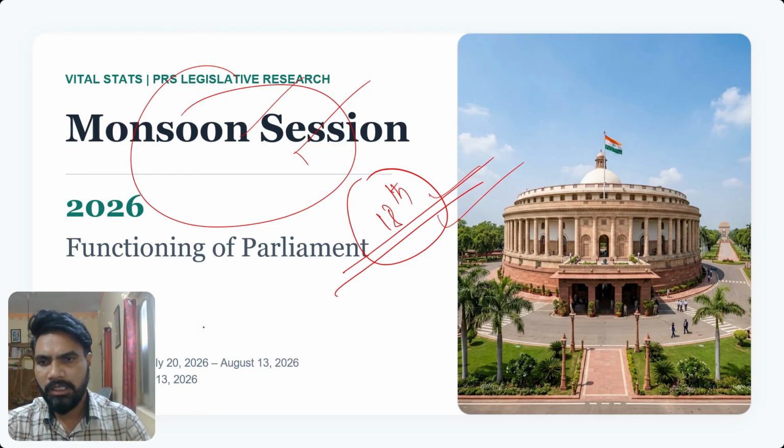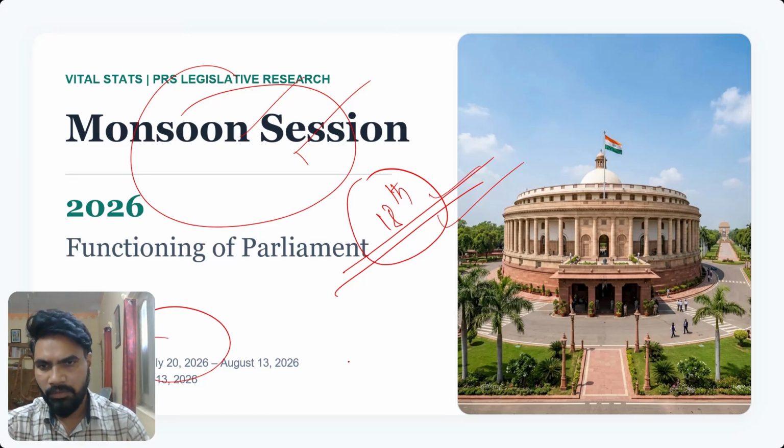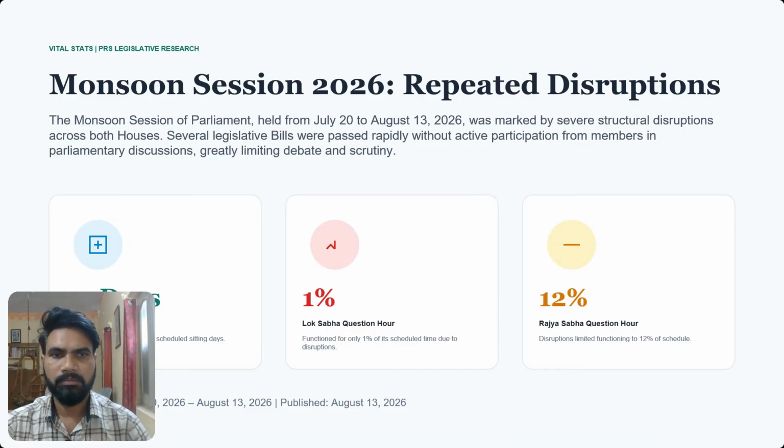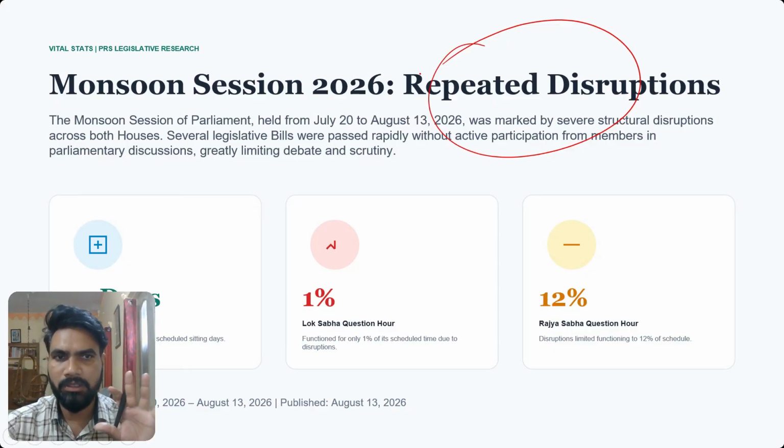The monsoon session started on July 20th, and it was scheduled to end on August 13th, that is yesterday. It has now officially ended. So we will try to do a deep analysis of that. If you see a few facts about the monsoon session, it witnessed unprecedented, repeated disruptions. That has been the norm for this session. It happened previously also, not new.